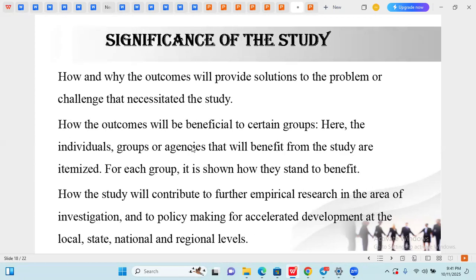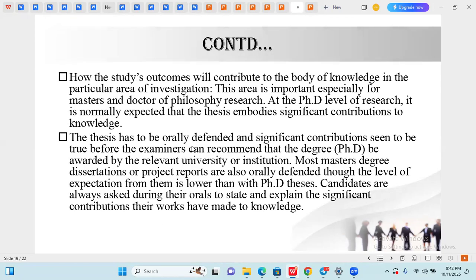Now, the significance of the study. This shows the advantage of your work, the justification for your work. You understand? It shows how the study outcomes will contribute to the body of knowledge in a particular area of investigation.